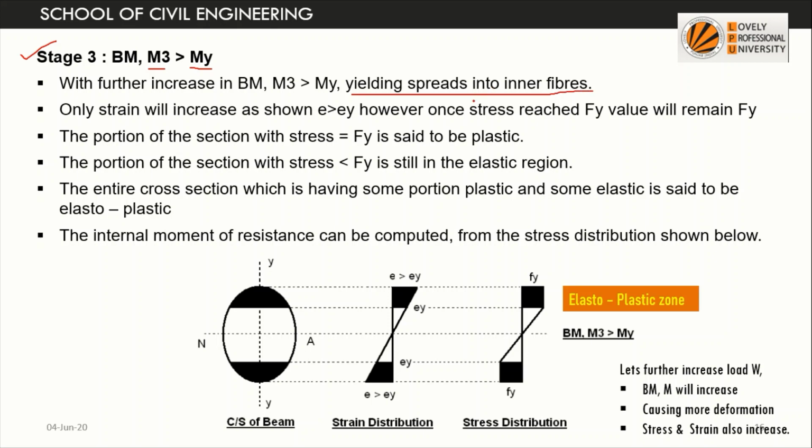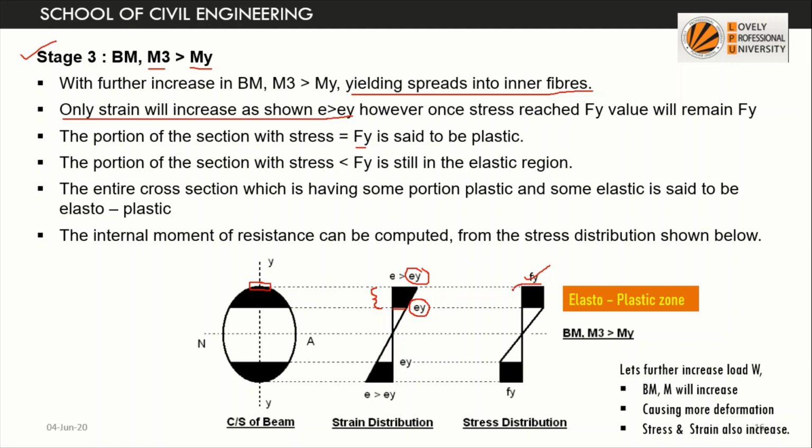So what will happen? The yielding starts to spread into the inner fibers. What happened in the previous case? The yielding, or the value of stress Fy, was only in the extreme fiber. Now what is happening? All the portion in the cross section where the value of strain is greater than Ey, this is the portion, will have stress equal to Fy. Again, yielding is starting from the extreme fiber.